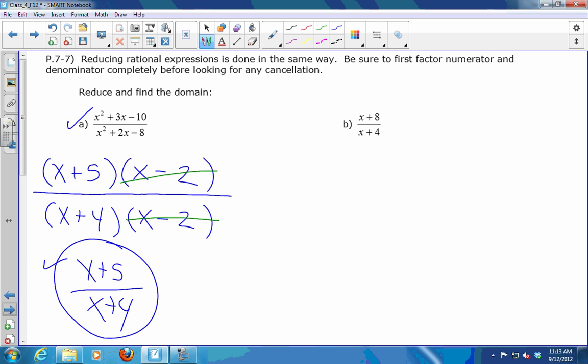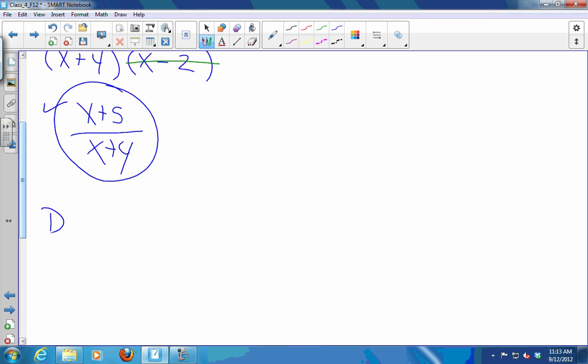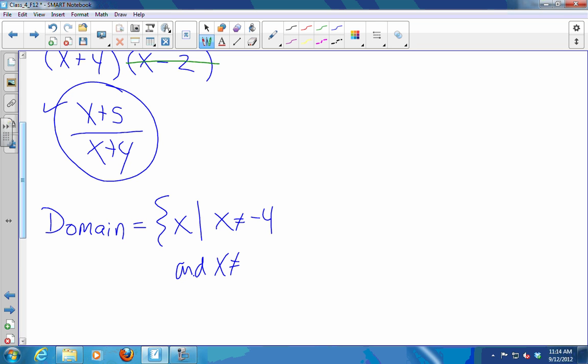So the domain here is the set of all x such that x can't be -4 and x can't be 2. So they want you to reduce the expression and find the expression's domain. So just think of it as finding the domain of the original expression. And the reduced one is going to have the same domain.